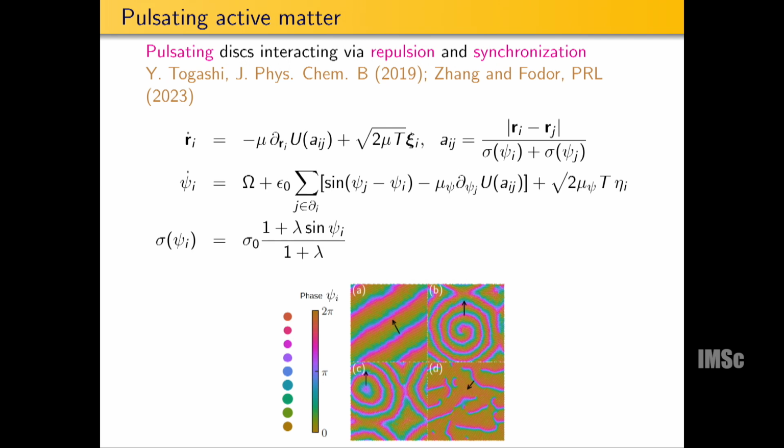Now, these insights were used by Etienne Fodor and Yue Zhang, people in our group, to write down a microscopic model for this kind of systems. What they took was a bunch of repulsive disks which were able to synchronize. So, you have 2 degrees of freedom. One is their position and the other is their phase. This phase is basically a measure of the size of the particles. Now, given the size, the particles interact with each other in terms of a repulsive potential, which is U.